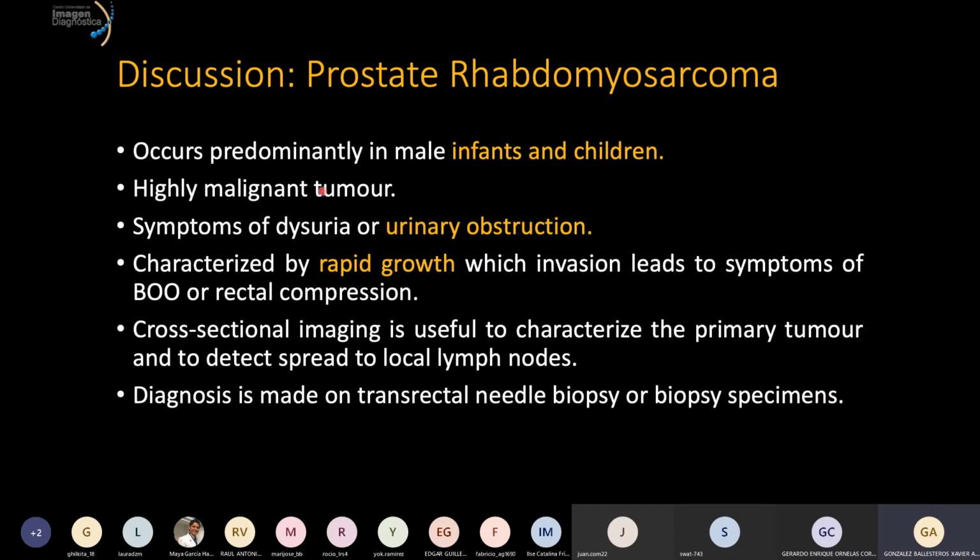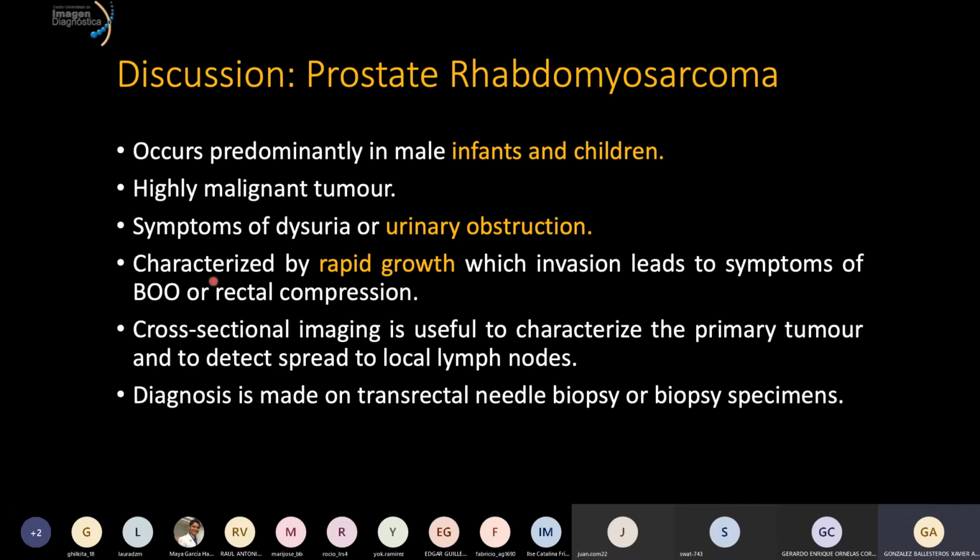Now talking about prostate rhabdomyosarcoma, it occurs predominantly in infants and children. These patients are about 5 to 7 years old. It's a highly malignant tumor. That's why we saw it very hyperintense in the diffusion-weighted image. And the main symptom is going to be urinary obstruction.